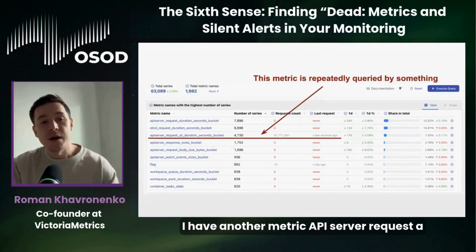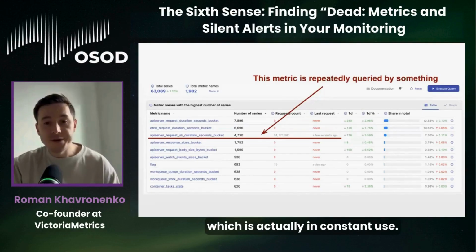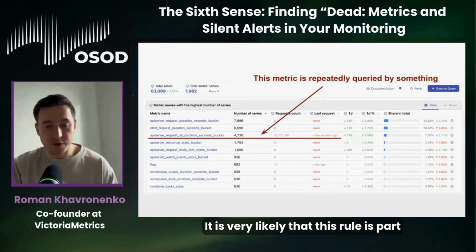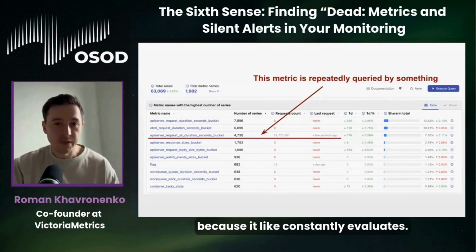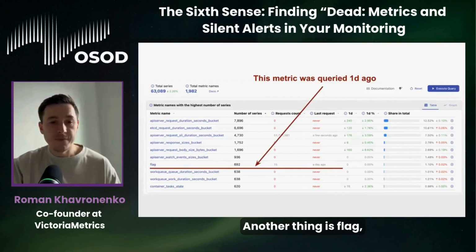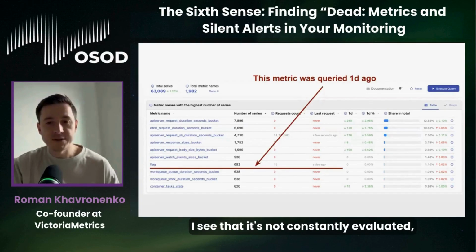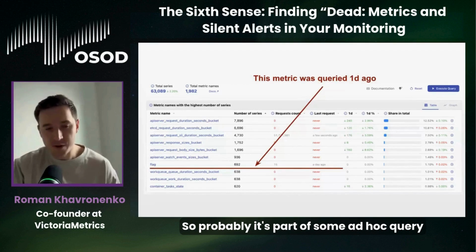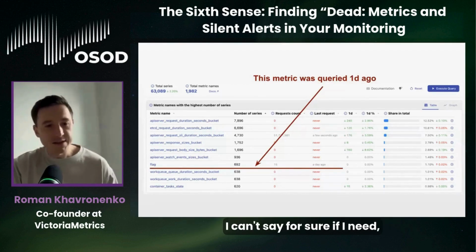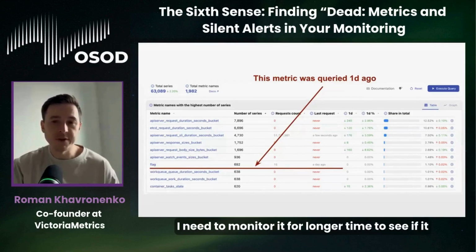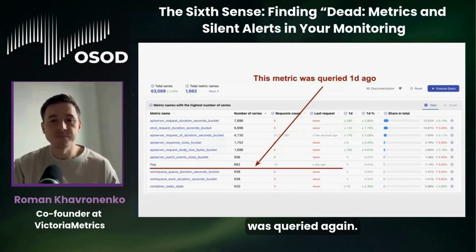I have another metric, API server request SLI duration, which is actually in constant use. I see it was used many, many times, and the last request was a few seconds ago. It is very likely that this is part of some alerting or recording rule because it is constantly evaluated. Okay, another metric is flag. I see that it's not constantly evaluated, but it was queried a day ago. So probably it's part of some ad hoc query or a dashboard. I can't say for sure if I can drop it. Probably not yet. I need to monitor it for a longer time to see if it was queried again.